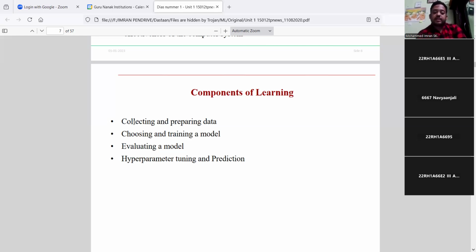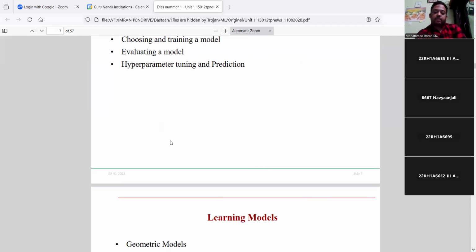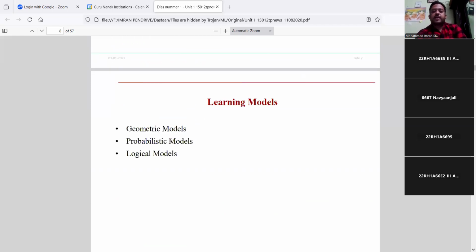In the exam you can expand these topics in your own words; just write these headings, but expand in your own words. Again, differences can be asked, like differences between geometric, probabilistic, and logical models and all that.